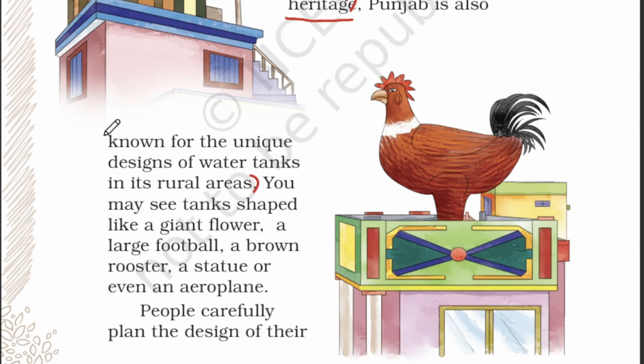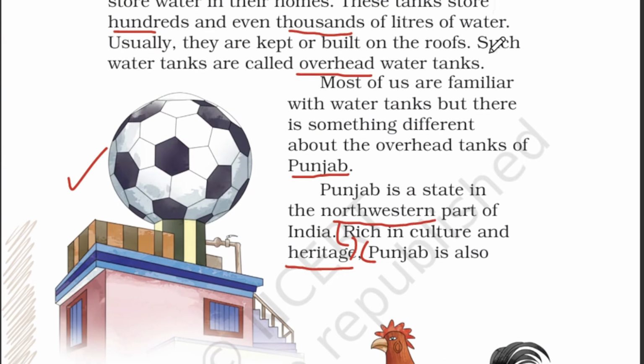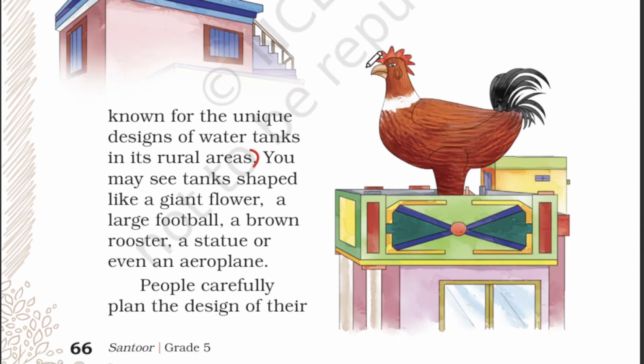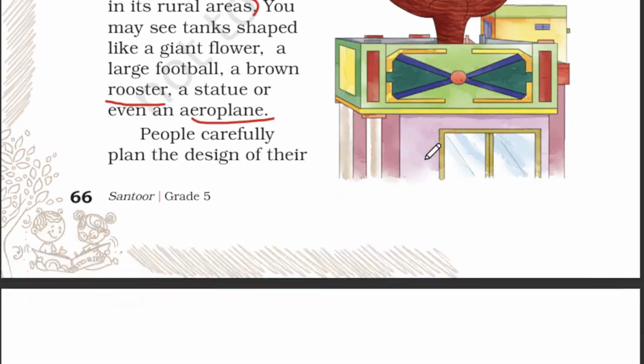So, Punjab is very much famous for constructing water tanks. Look at this picture. We have a water tank which is designed like a football. And here in this picture we can see a beautiful rooster. You may see tanks shaped like a giant flower, a large football, a brown rooster, a statue, or even an aeroplane. So they construct water tanks with different designs.